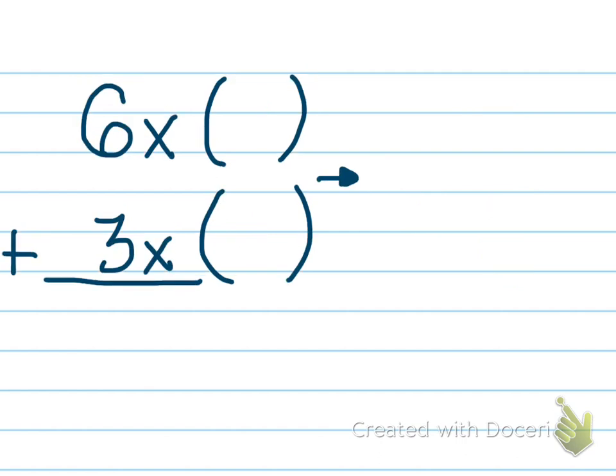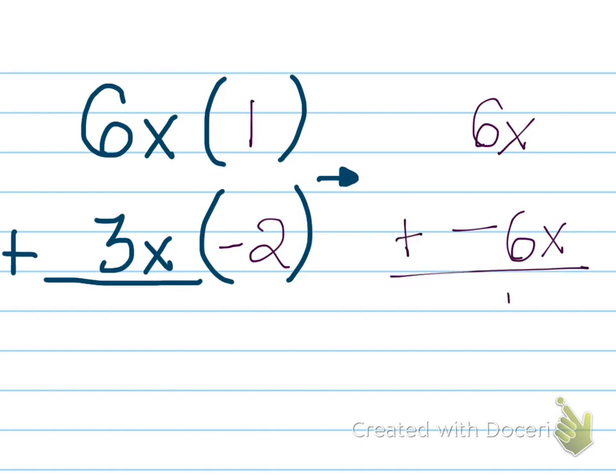Let's do another one. 6x plus 3x. That's not going to give us 0. So now we have to think, what can I multiply to each term so that when I add them, they equal 0? I can multiply 6x times 1, which will give me 6x. And I can multiply 3x times negative 2, because then that will give me negative 6x. And then when I add them together, it equals 0.